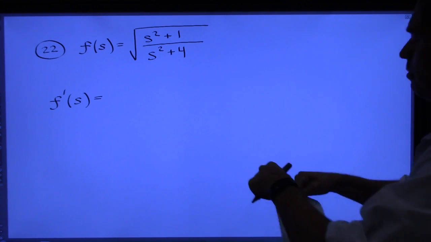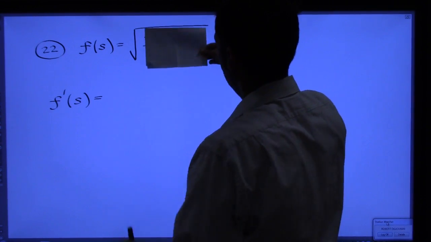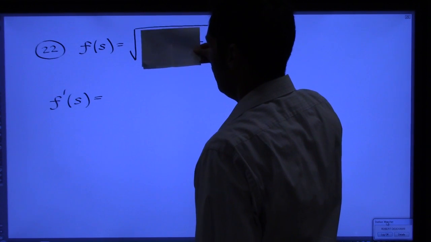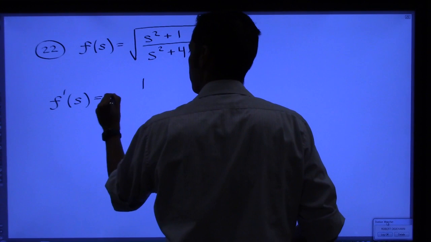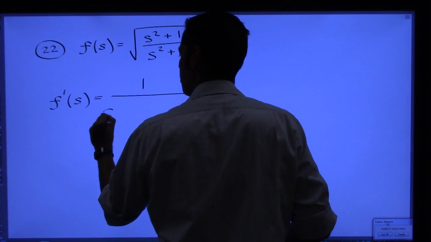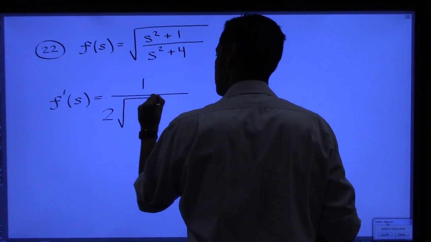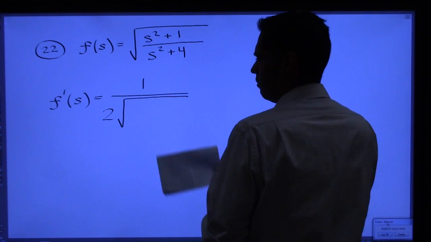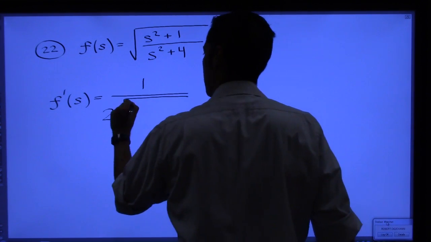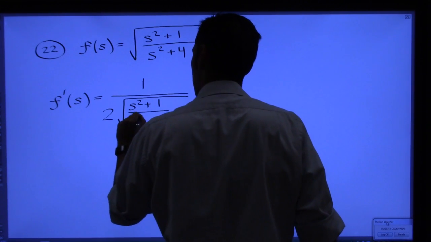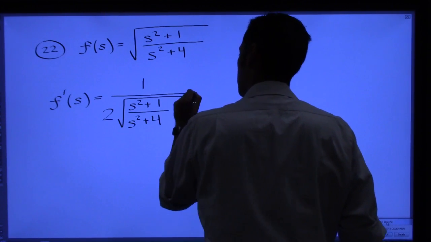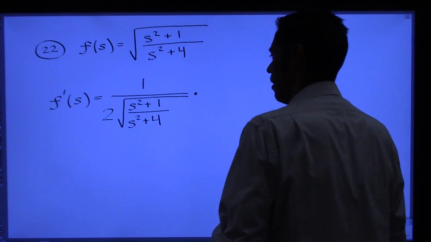All right, so we have the square root of a piece of paper. The derivative of the square root of a piece of paper is 1 over 2 times the square root of the piece of paper. But the paper here is (s squared plus 1) over (s squared plus 4), times the chain rule, right? So now we're continuing.